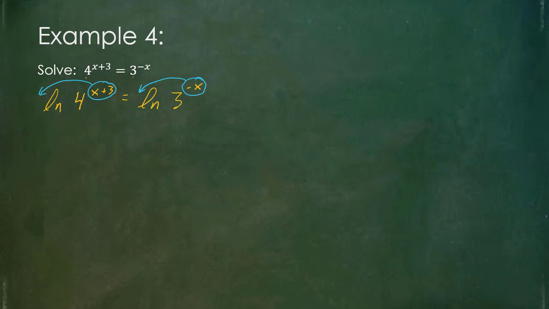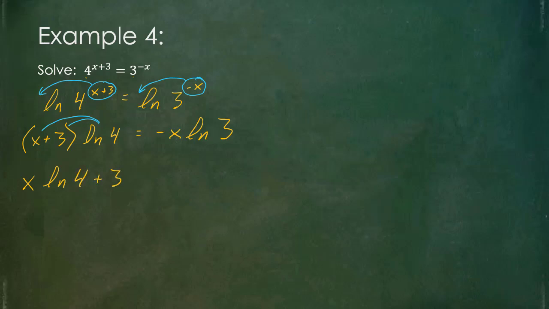Because there's an x and a 3 on this first one, I will want to make sure that I group them together and say it's really x plus 3 in front of the natural log of 4, and then on the other side I have a negative x multiplying with the natural log of 3. So what I can do is distribute this natural log of 4 through, and that would then give me an x times natural log of 4 plus a 3 times the natural log of 4. And then on the other side I have still the negative x natural log of 3.